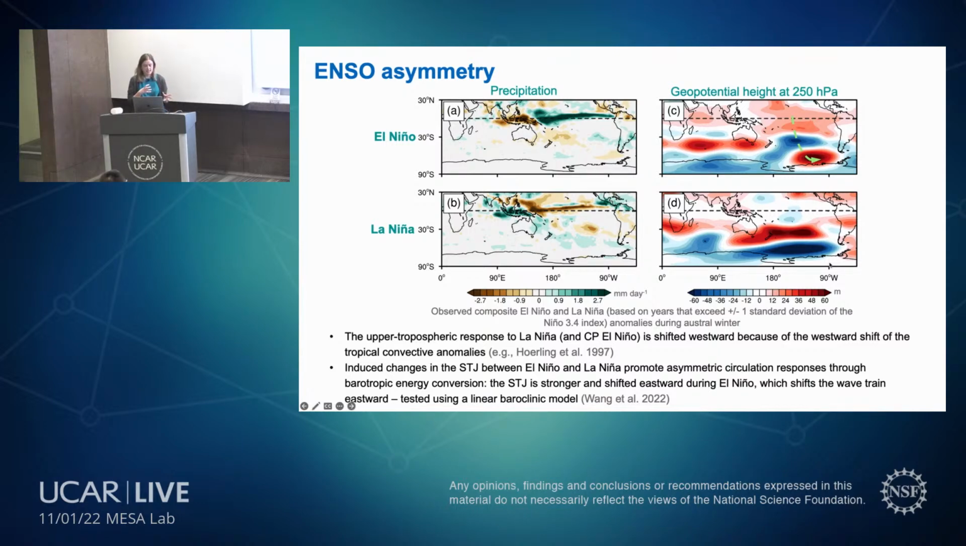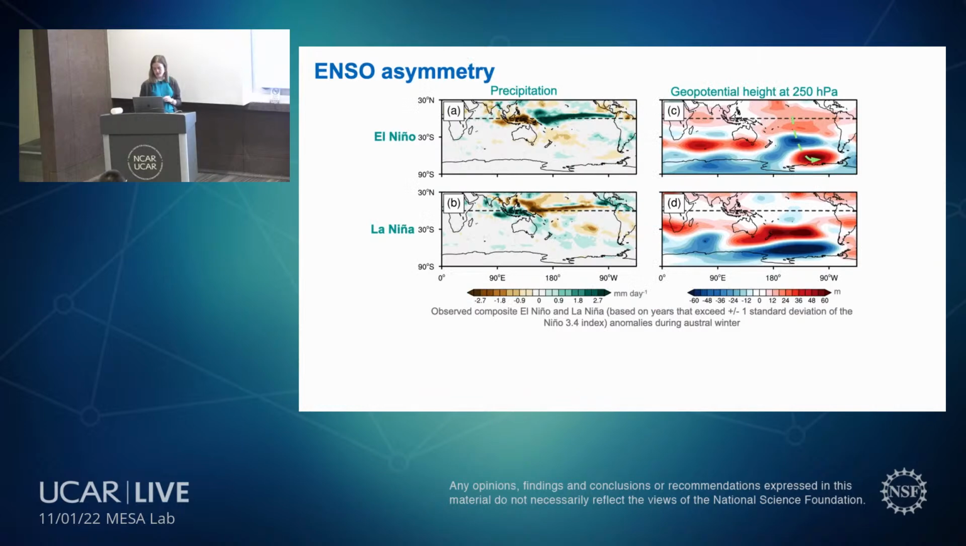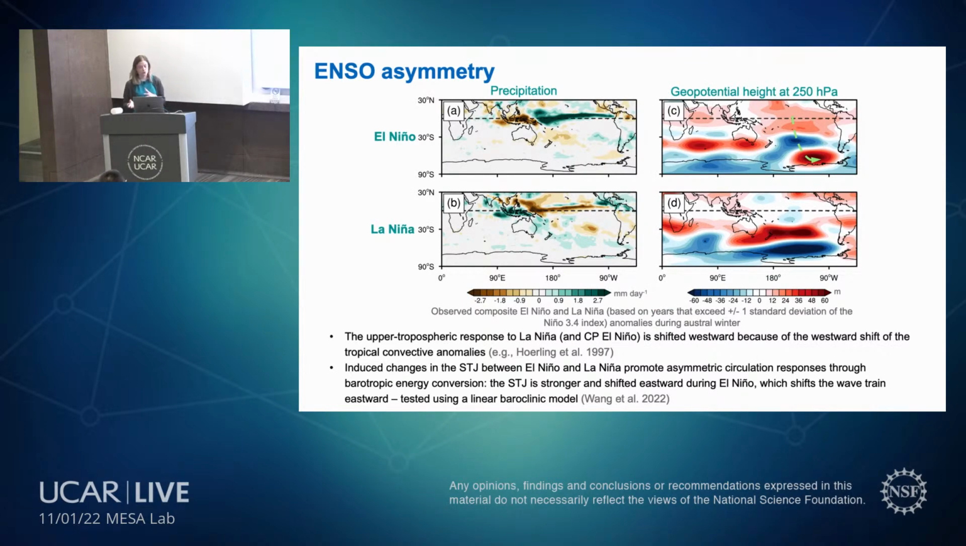So studies have indicated that this westward shift is linked to the westward shift of the convective anomalies. So for example, we see this PSA pattern is shifted closer to New Zealand and Australia compared to the equivalent low anomaly during El Nino.